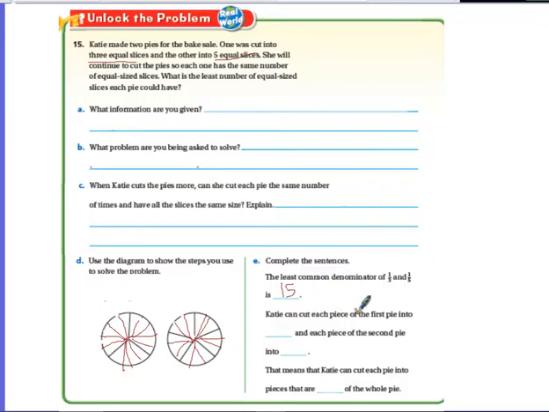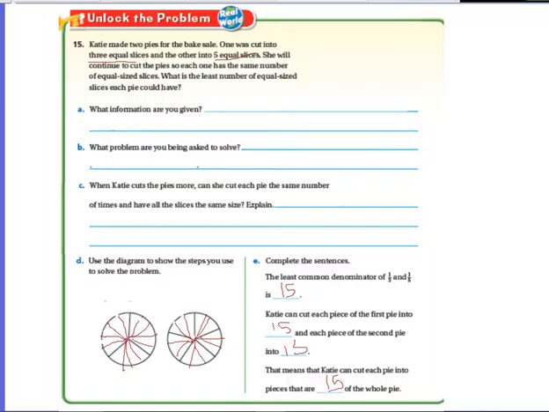Katie can cut each piece of her first pie into 15 and her second one into 15. That means that Katie can cut each piece so that each one will have pieces that are 1/15 of the whole.